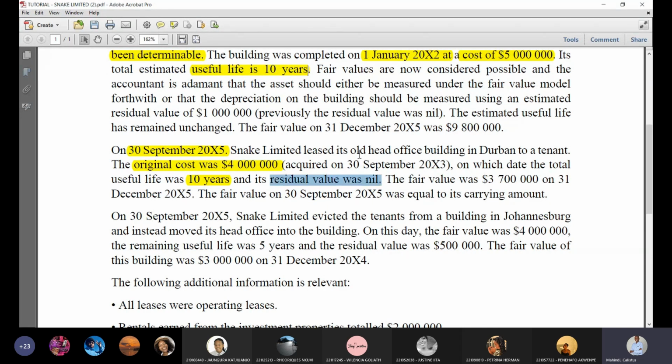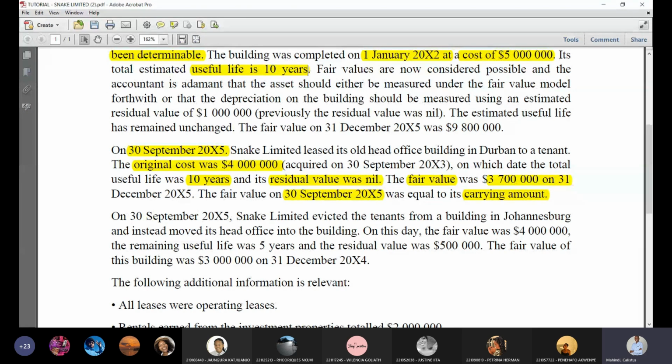The fair value was 3.7 million on 31 December 20x5, so we'll need this one. That's fine. And then the fair value on 30 September was equal to the carrying amount. So this is a property in Durban. It's an old head office leased to a tenant.